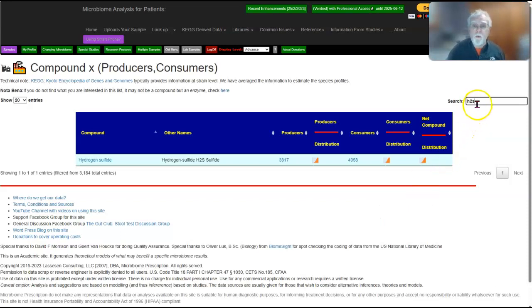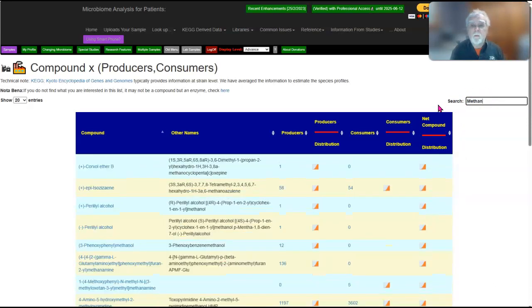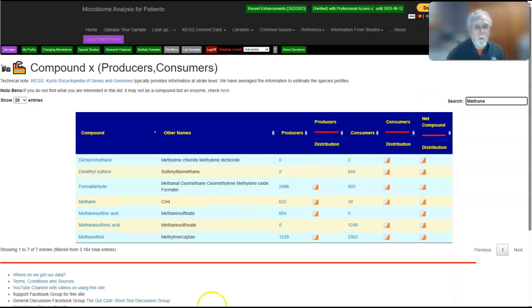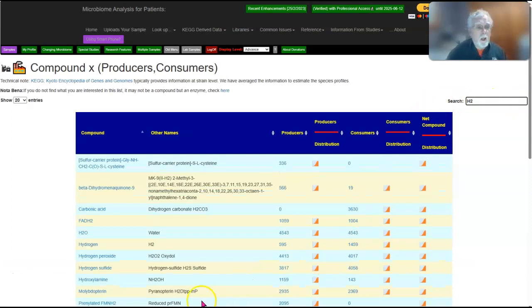Same thing you can do for other things. For example, you can type in methane, and there we have CH4. We only have 622, and we can type in H2 for hydrogen, and right there we have 595. So we have all the information sitting there, nice and easy. The source of this is always from the Kyoto Encyclopedia of Genes and Genomes. You can go over there and verify the data yourself. So that gives you a complete breakdown of the potential things involved.